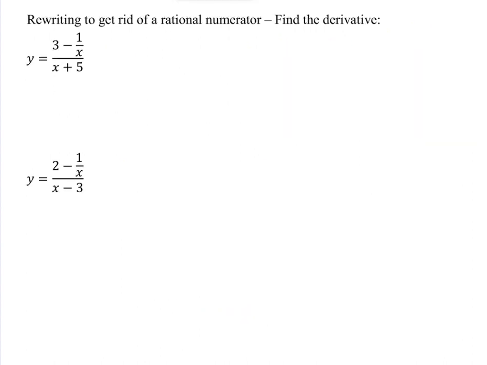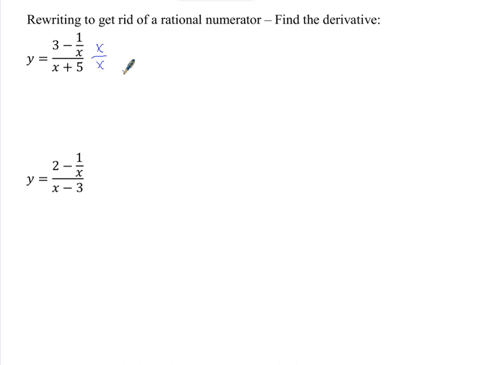Okay, something that you might have to do is rewrite the function to get rid of a rational numerator. In this case, we have this division by x here in the numerator. That's really going to mess with our ability to use the product rule. Or not the product rule, the quotient rule. You can see that we are going to be using the quotient rule here with that function divided by a function, okay? What I want to do is get rid of this situation here. To do that, I can multiply the top and the bottom by x.